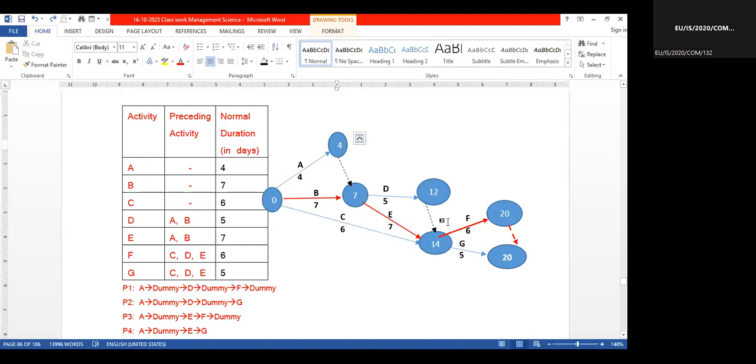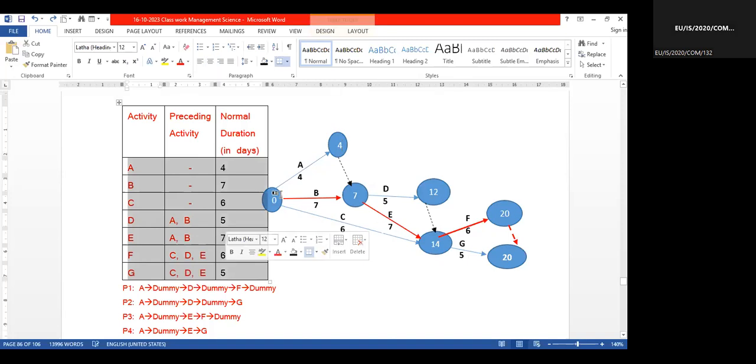Right? Dummy, there is no post or anything. So this path is 12, this path is 14, this path is 6. So we have to consider the highest one, 14. Then 14 plus 6, 20. Then 14 plus 5, 19. So therefore again we have to consider this path. That is the total project duration. The completion time is 20 days according to this example.